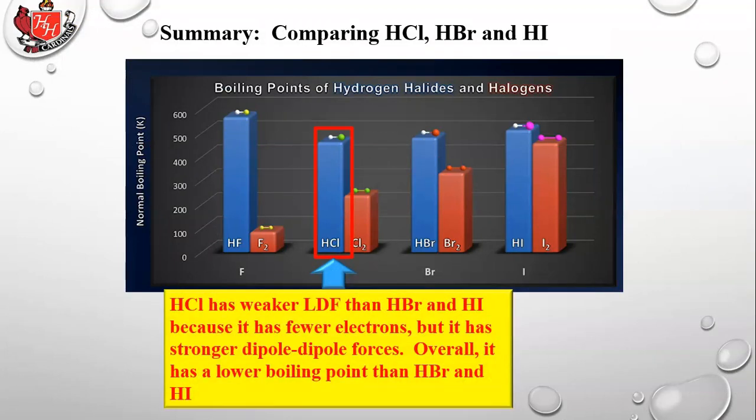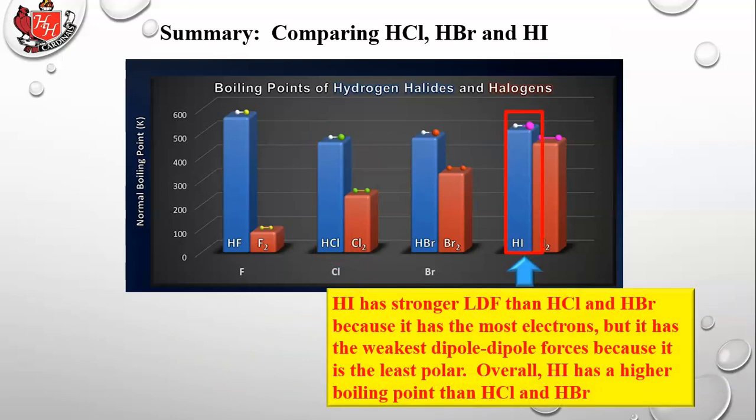HCl has weaker London dispersion forces than HBr and HI because it has fewer electrons, but it has stronger dipole-dipole forces because it has the greatest electronegativity difference between chlorine and hydrogen. Overall, it has a lower boiling point than HBr and HI.